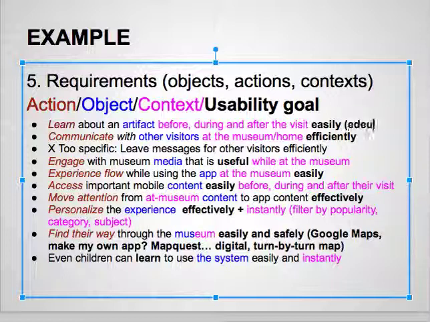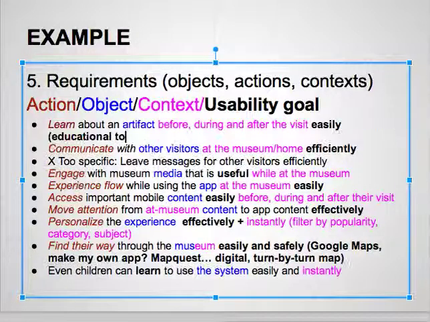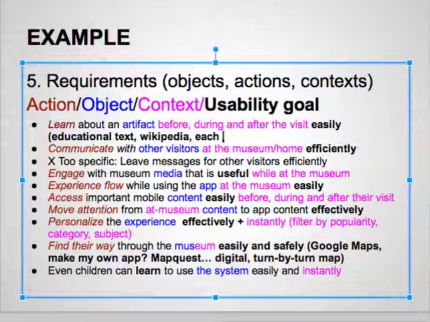We want to have some educational text, right? Educational text would be great for learning. Maybe Wikipedia would be great for learning. Since this has to be before, during, and after the visit and has to be for each artifact, maybe each artifact has a page with learning materials on it. So now I start to come up with the framework requirements, which I hope by now you'll understand is different than the actual requirements, the general requirements.